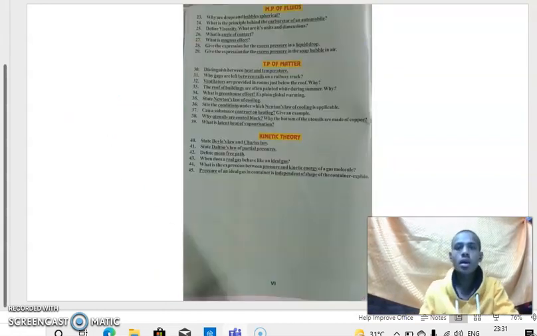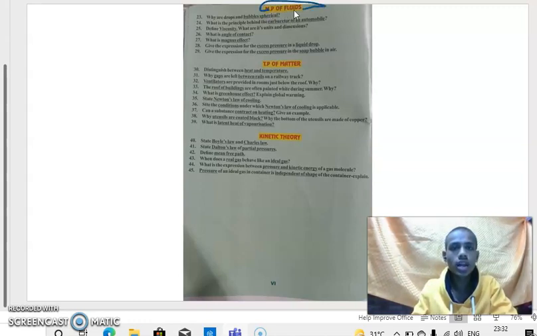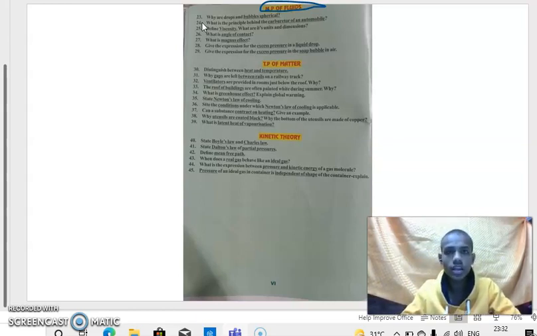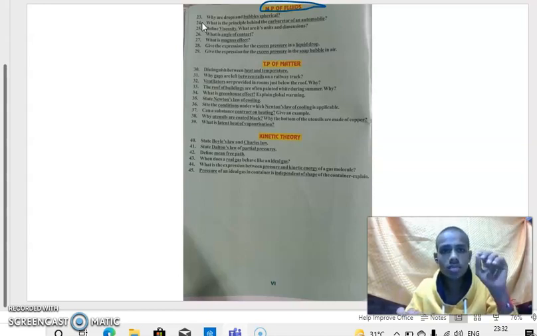Next, in mechanical properties of fluids, why are drops and bubbles spherical in shape? Okay, the drops and bubbles, they will be very spherical. So why? Next, what is the principle behind the carburetor of an automobile?